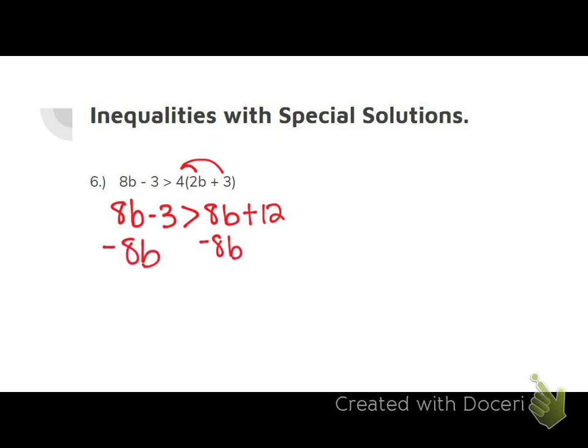Good. Our b's totally go away. What are we left with? Negative 3 is greater than 12. Do we agree with this or not? No. Is negative 3 bigger than 12? No, there is no solution.